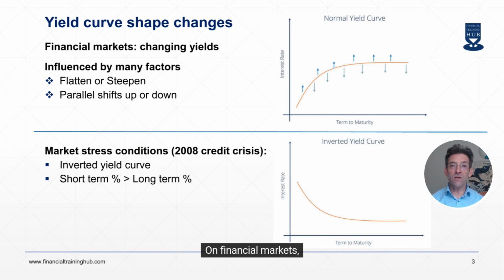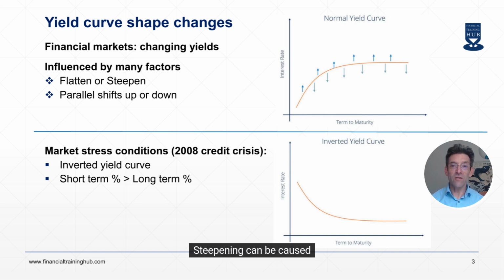On financial markets, the interest rates change constantly. Interest rate changes can be caused by many factors, such as supply and demand of capital, economic developments, and central bank interventions. This causes the yield curve to flatten or to steepen, or to shift parallel up or down.